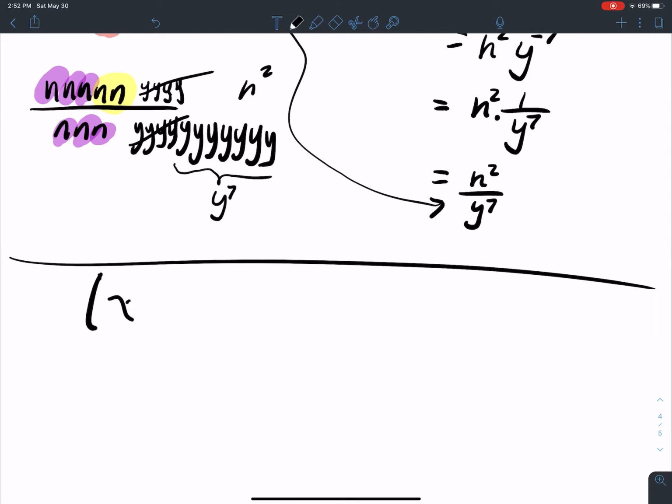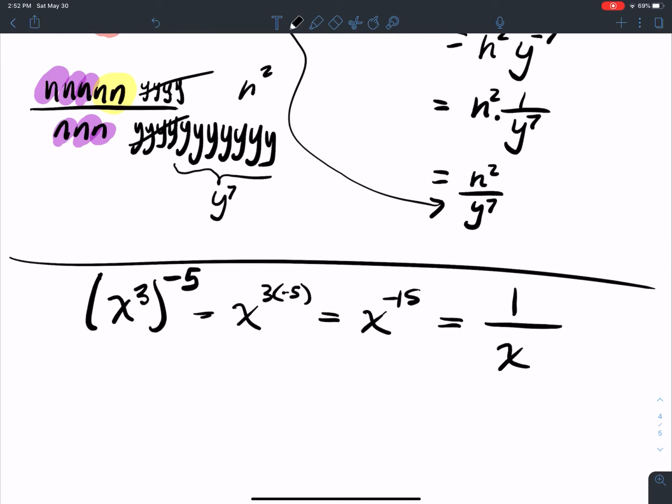So let's say x cubed raised to the negative 5. Now, how do I do this? This is a power to a power. I don't really know how to write this negative 5 times, so I have to use my rule here. The rule says when I have a power to a power, I multiply the exponents. So x to the 3 times negative 5, and 3 times negative 5 gets me negative 15. To fix this to be a positive exponent, I do the reciprocal, flip it downstairs. I have x to the positive 15 here.